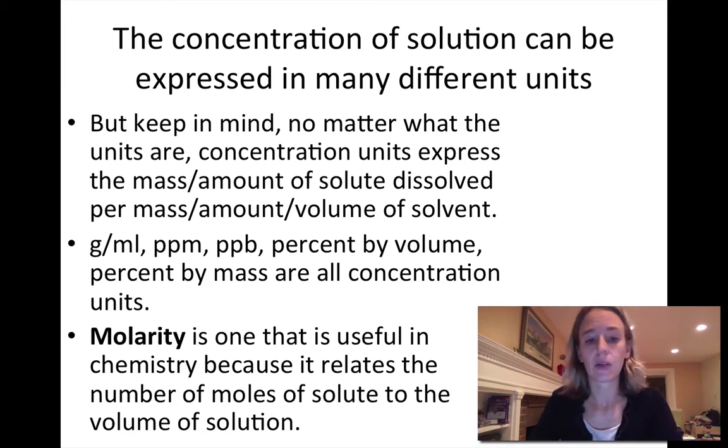And you can see the word mole is in the word molarity, and it's useful because it relates the number of moles to the volume of the solution. So we'll go through a couple of examples of what that really means throughout this lecture.